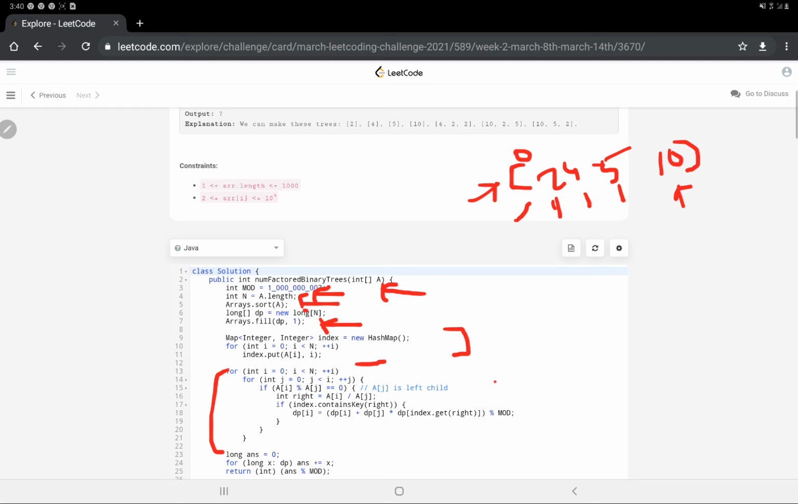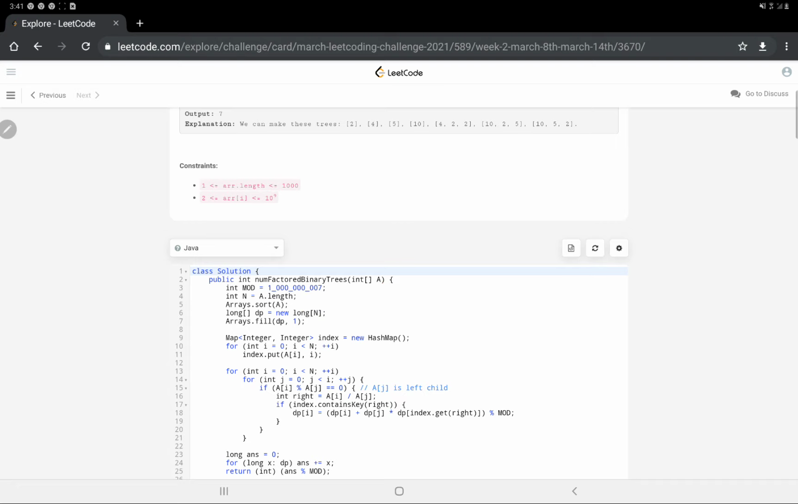It will check for every value whether its modulus is 0. If it is 0, then it will find the other value, that is the right one. If it is contained in my hash map, only and only then I will compute, because if I have no other value, then how can I compute my result? Suppose the number is 12 and we are at 4. So 12 by 4 gives us 3. We will check if 3 is present. 3 is not present, so we cannot make this tree. Hope it's clear.